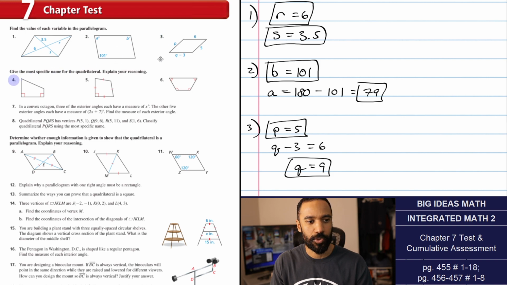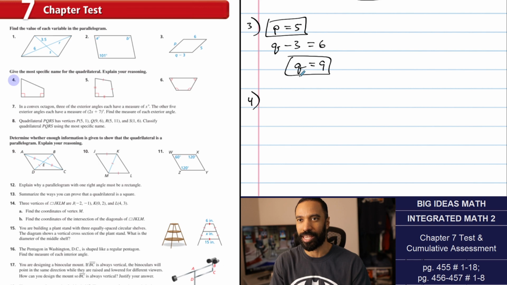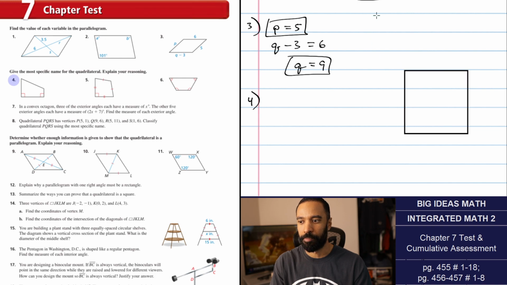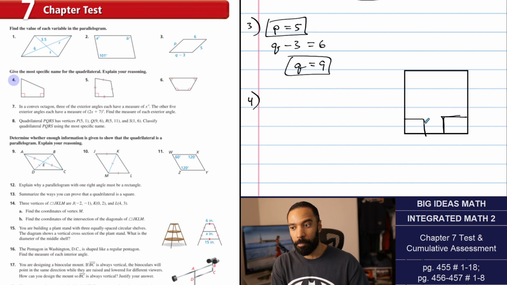Numbers 4 through 6, we're going to give the most specific name for the quadrilateral and explain our reasoning. Now, it looks like it, and I almost wish in some ways they didn't make it look like the one that it's probably going to be, so you make your best guess. In other words, if I drew a shape that looked like this and said, tell me what it is, a lot of people might say square, a lot of people might say rectangle. But go off the markings that I have.